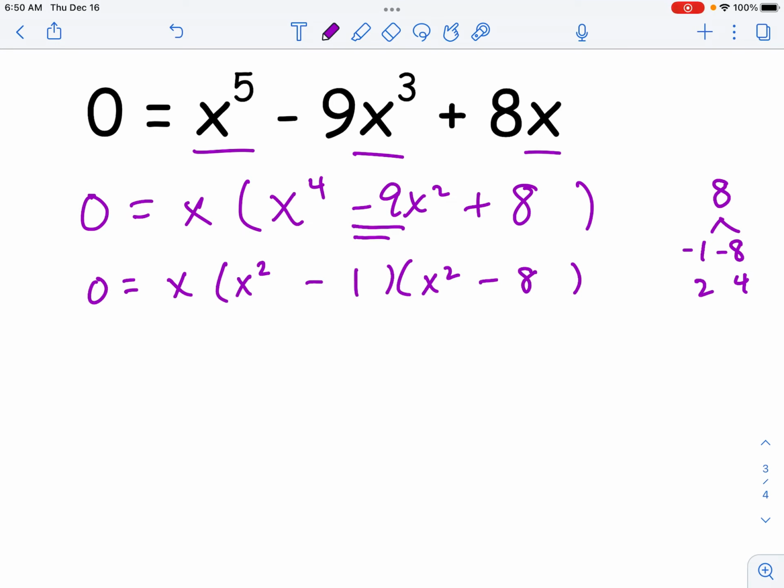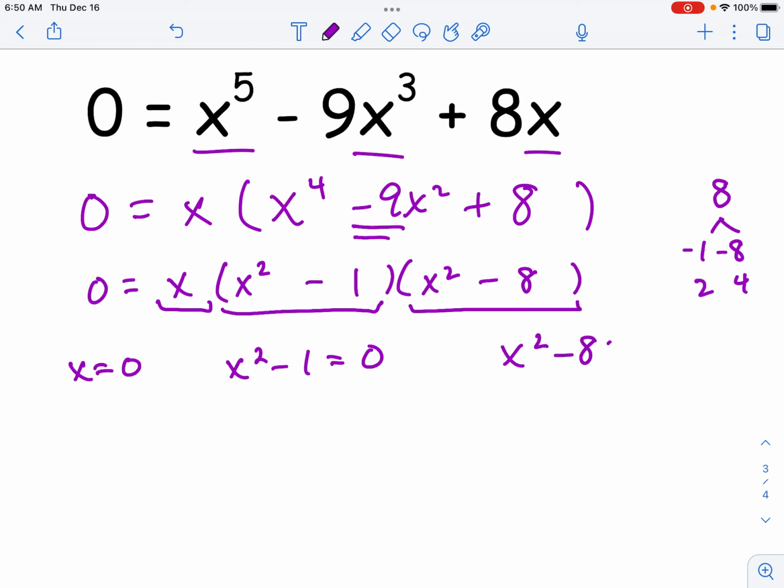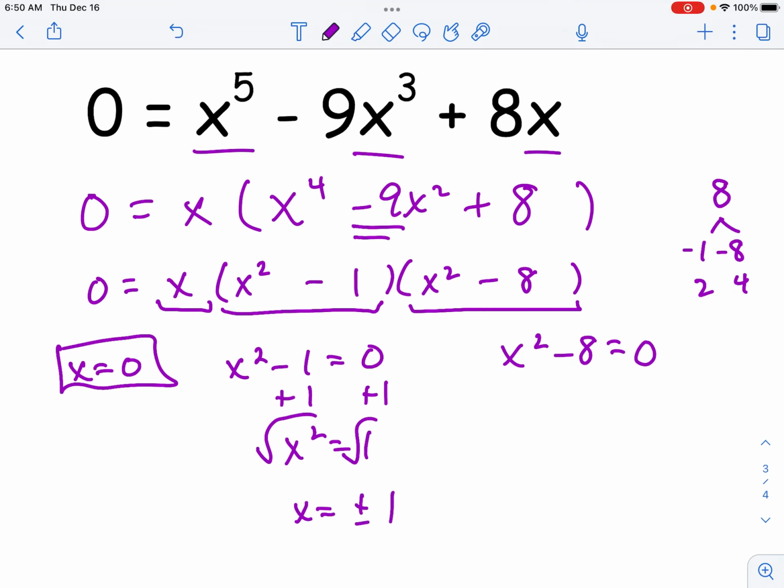So we have 3 factors here. We're going to set each of these 3 factors equal to 0 and solve them. It would be x equals 0, x squared minus 1 equals 0, and x squared minus 8 equals 0. The first one's done. It's just 0, so we're good there. This one, we're going to add 1 to both sides. We get x squared equals 1. And then we square root both sides, and we get x equals plus or minus 1. So we have 3 answers so far. We've got 0, 1, and negative 1.